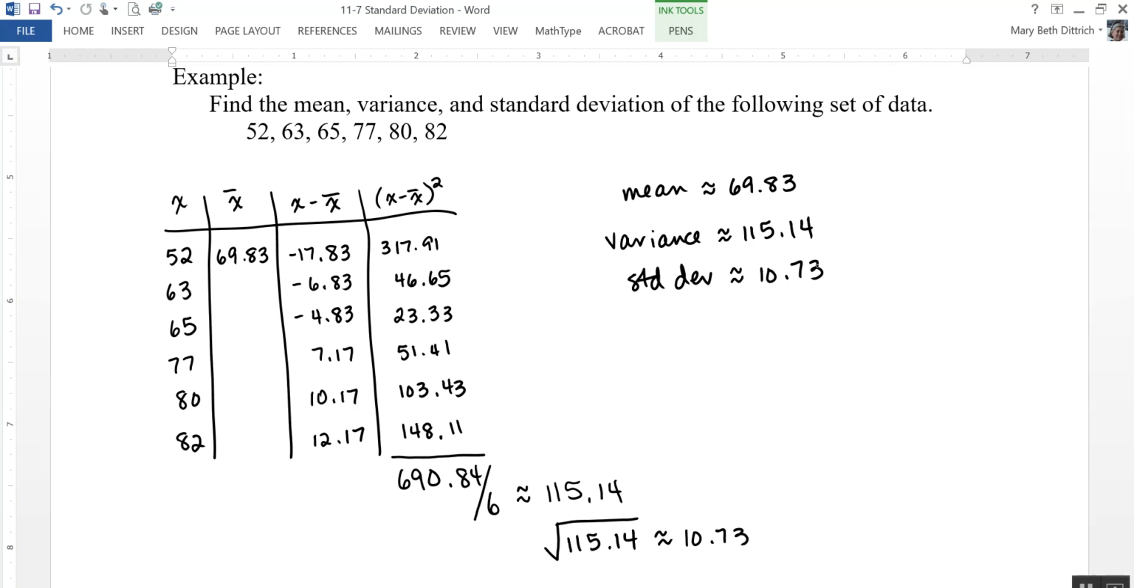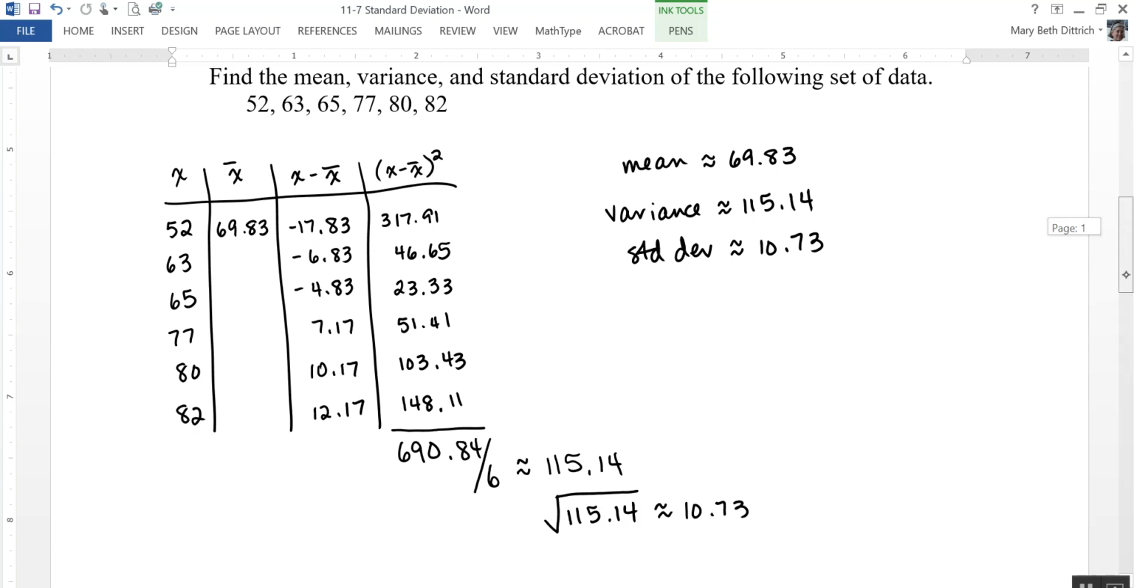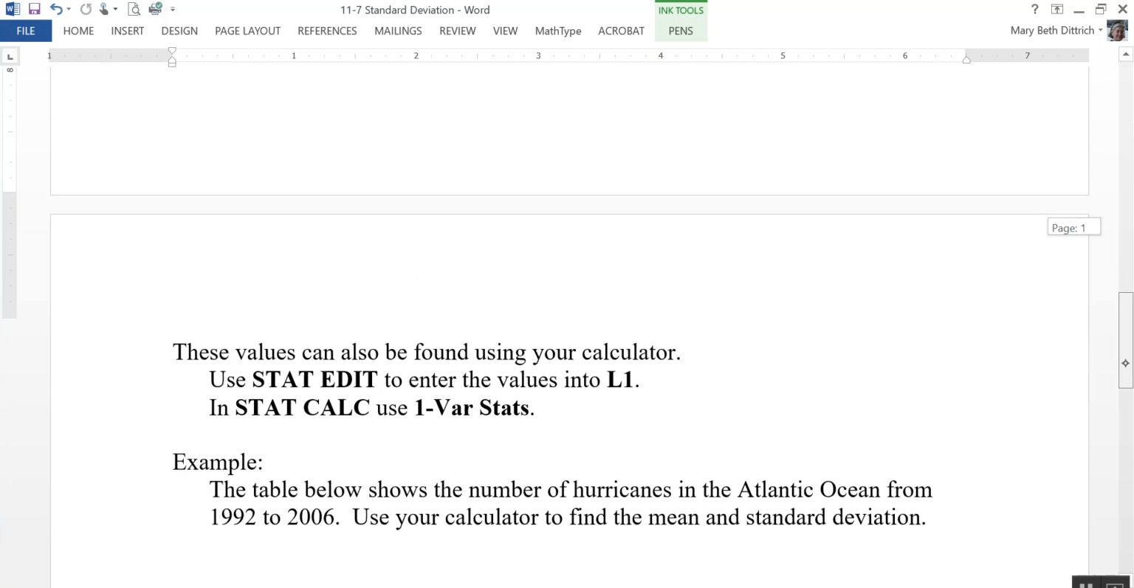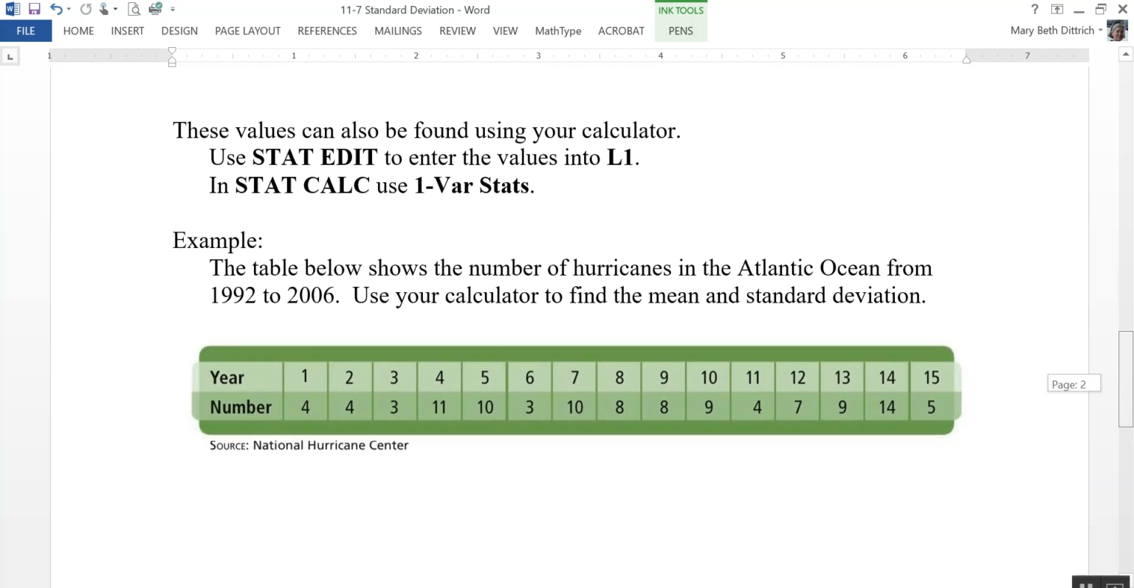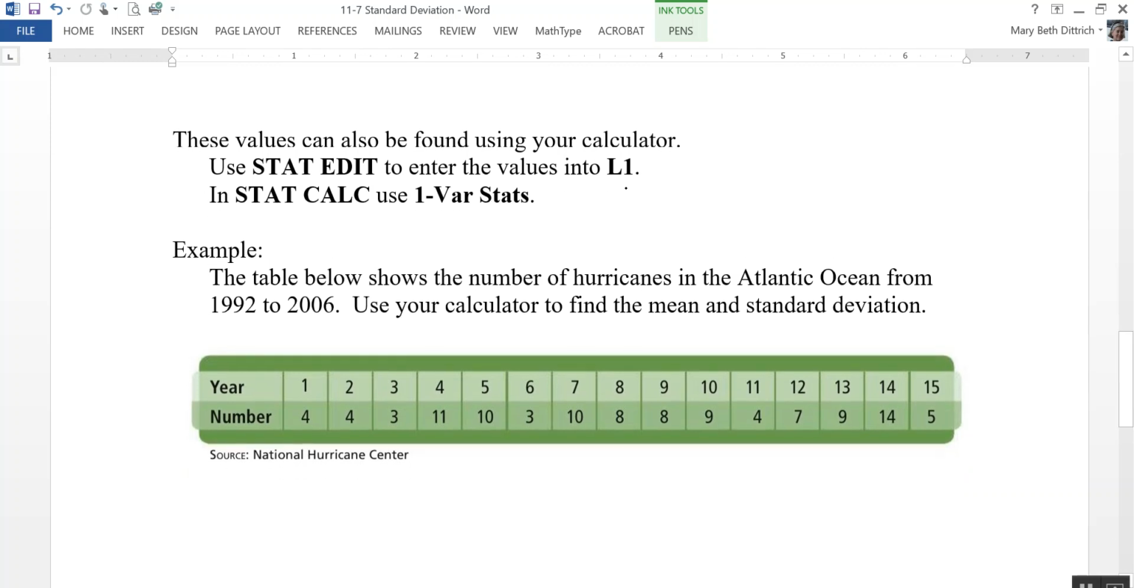Now that's pretty tedious, especially if you have a very large set of data. Fortunately, we can do this on the calculator. So let's go ahead and take a look at how to do this. As we did in the last lesson, we're going to use the Stat button and the Edit menu, and we're going to enter the values into our first list, into L1. And then in Stat, we choose the Calc menu, and we're going to do one variable stats.